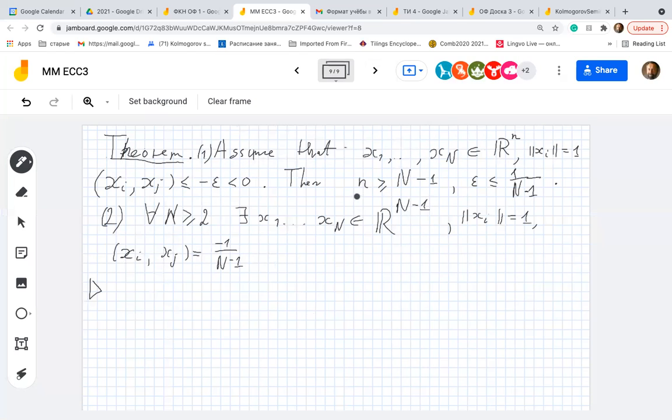The bound on epsilon is very easy to prove. So let's prove first the bound for epsilon, this one. So epsilon is at most 1 over N-1. To this end, we consider the sum of all vectors x_1 plus ... plus x_N and its inner square. So we multiply it with itself.